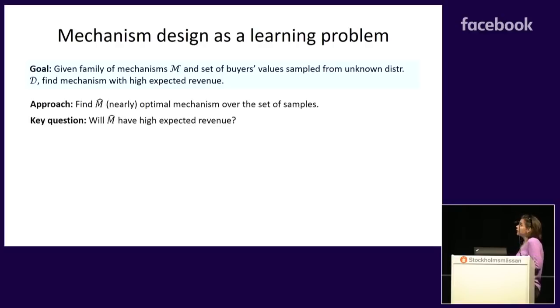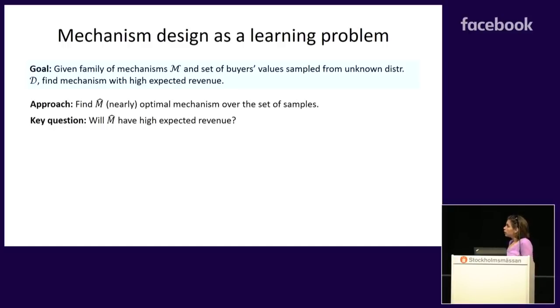But of course, a key question is whether this mechanism that does very well over the training set of samples that we have seen will actually have high expected revenue with respect to the underlying distribution. And will this mechanism be close to the best mechanism from this family of mechanisms with respect to that hidden unknown distribution? Okay, so that's a key question.